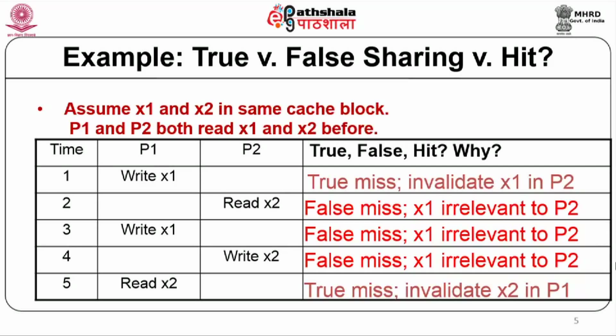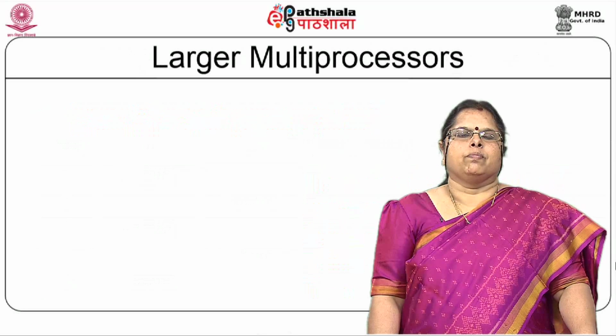Similarly, if processor P1 wants to write x1 again, it again has a false miss, because x1 is irrelevant to P2. And when P2 wants to write x2, that again becomes a false miss, because x1 is irrelevant to P2. And if processor P1 wants to read x2, it becomes a true miss, because the invalidate of x2 has happened in P1. So, this is an example of a true sharing miss and a false sharing miss.